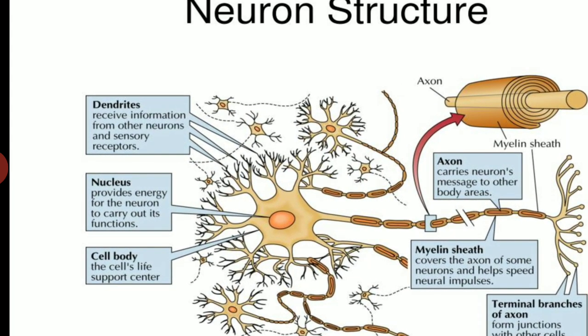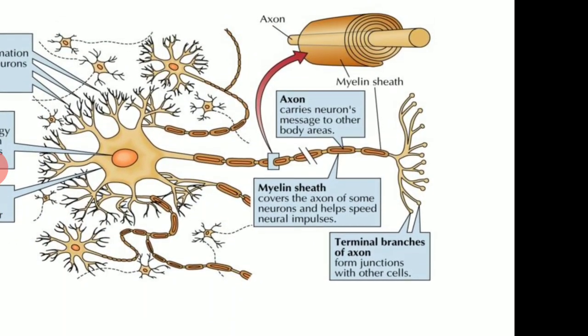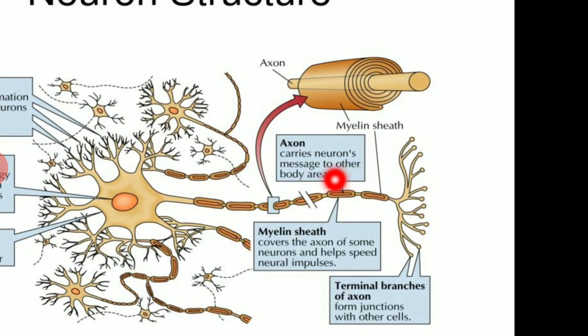Now functions of neuron. Dendrites are basically responsible for receiving information, sensory information from other neurons and sensory receptors. Nucleus provides energy for the neuron to carry out its function. An axon carries neuron's message to other body areas.